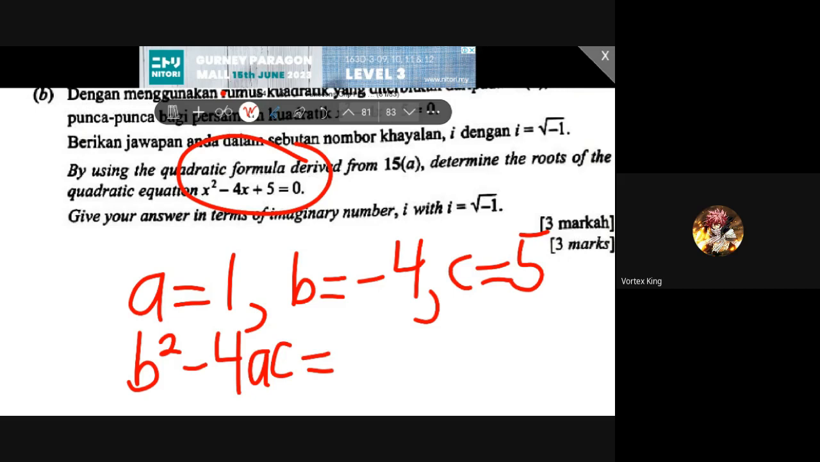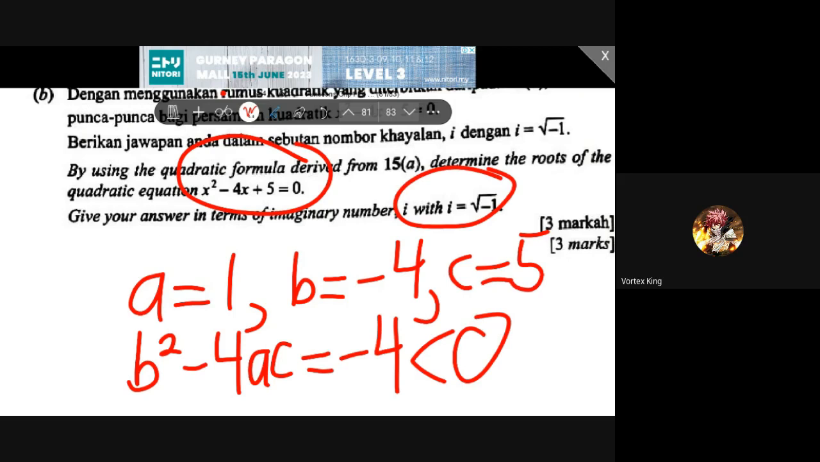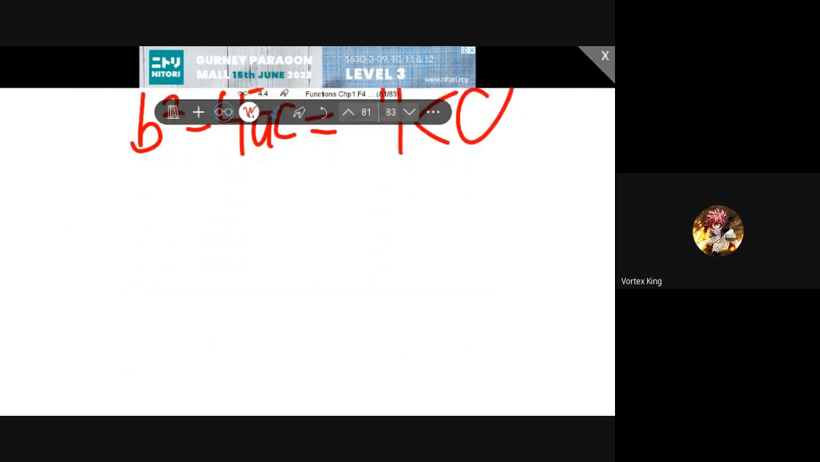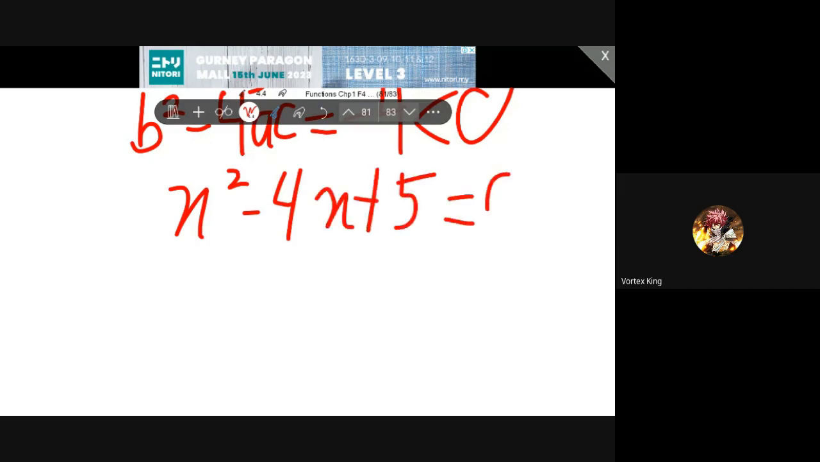Beri soalan berlainan sikit. Yes, correct, no root. Because kamu dapat negatif 4, lebih kecil dari kosong. Maksud tak ada punca yang nyata. Imaginary number again. Okay, so now we solve. Let's see if you can get the same concept or not. Because now it's the different number. Nombor berlainan sekarang. Okay, so this is your equation. Quadratic formula again. Jangan risau yang ni diberi.